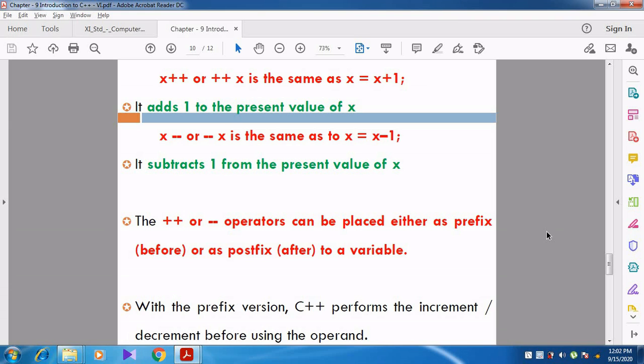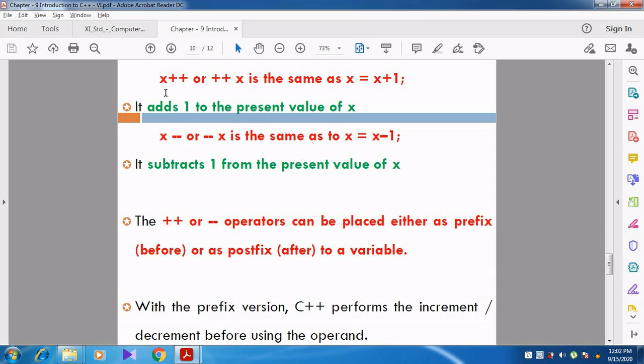When we add plus plus at the last, that is x plus plus, then that is called postfix form. For example, plus plus a is prefix. A plus plus is postfix. Like that, minus minus a is prefix decrement. Then a minus minus is postfix decrement. Can you understand, students?